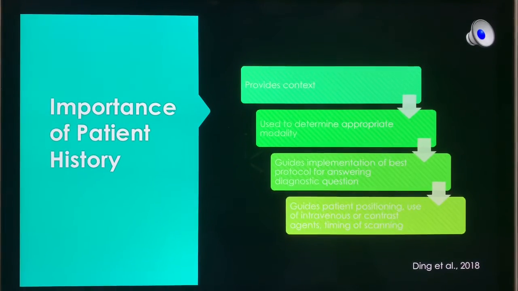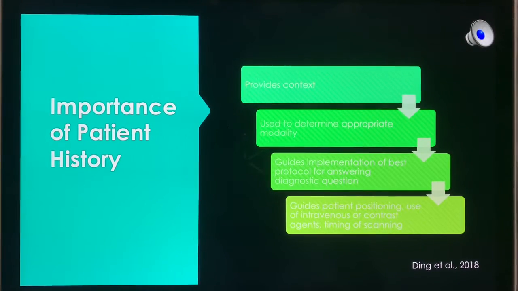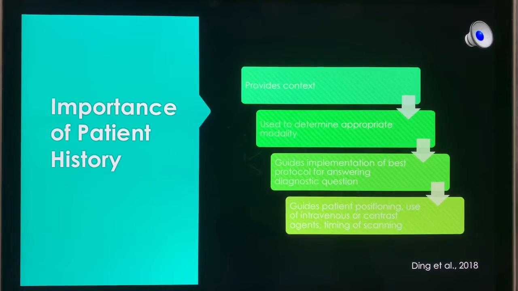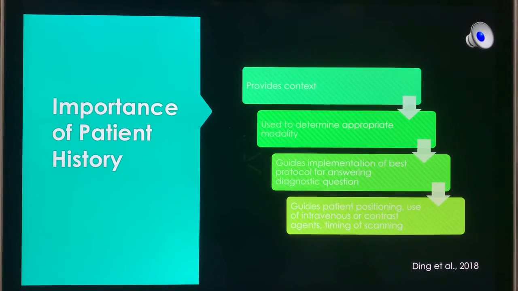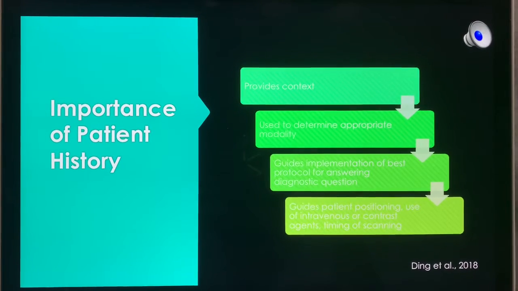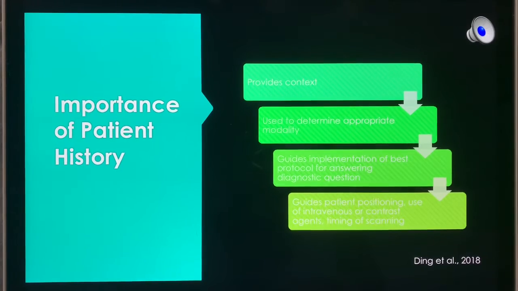Importance of patient history. Patient history provides context, is used to determine the appropriate modality, guides implementation of the best protocol for answering diagnostic questions, and guides patient positioning, use of intravenous or contrast agents, and timing of scanning.